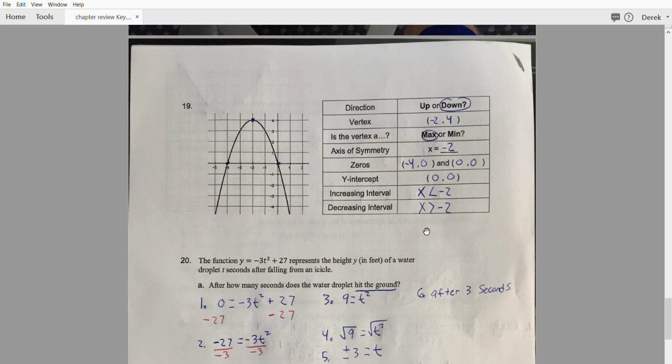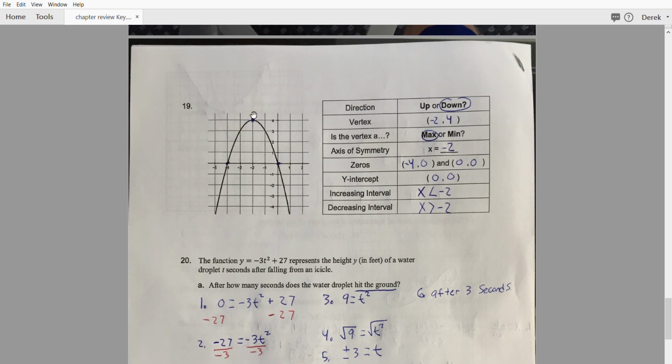Okay, increasing and decreasing interval. This is a little confusing for you guys, but it's really not that bad. So it's asking, okay, for what x values is it increasing and what values is it decreasing? So we see, if we're coming from the left side, the graph is increasing. That y value is increasing. So at what point does it stop increasing? Well, when x is -2. Stops increasing right here. So we could say when x is less than -2, which means when x is from this line over to the left, all the way over to the left, y will be increasing. So it's increasing when x is less than -2.